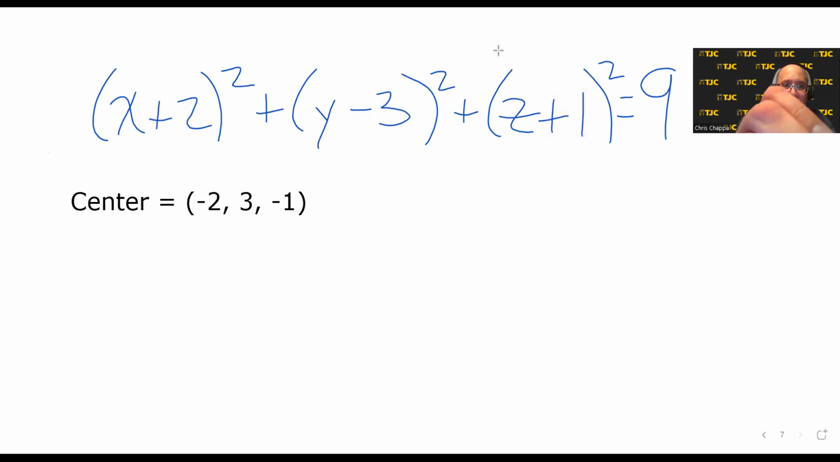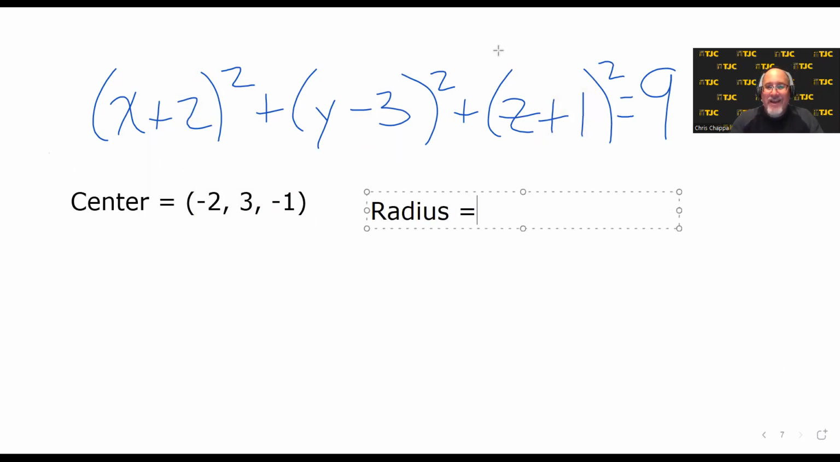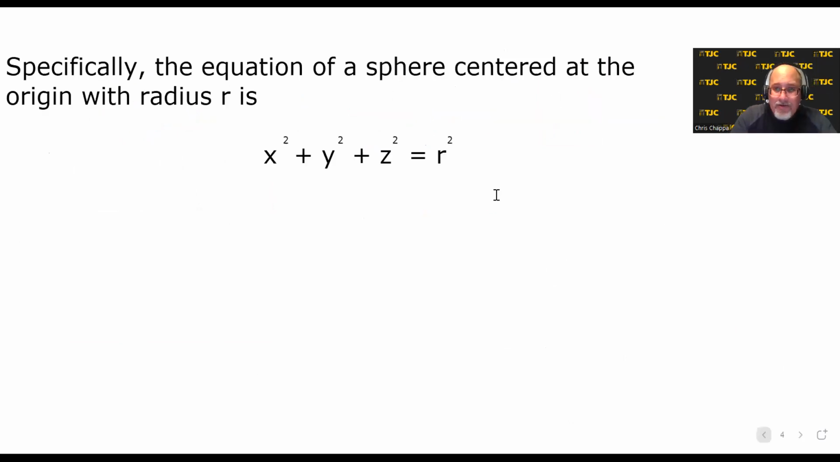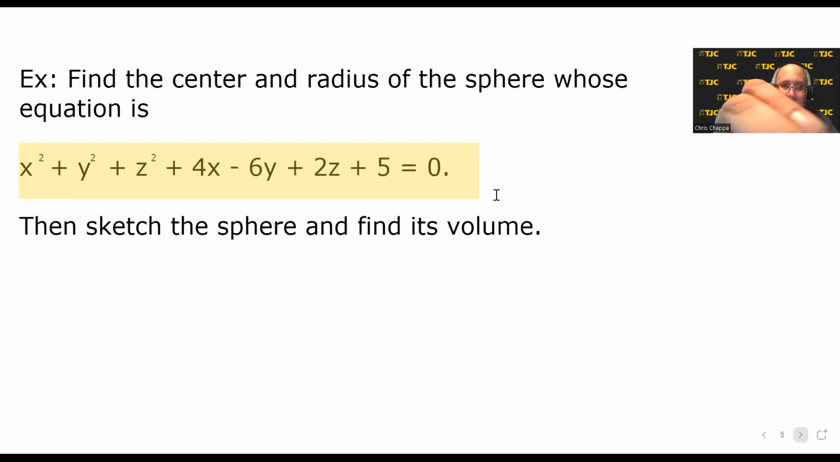Now, what's the radius? Hint, it's not 9, because the 9 represents the square of the radius, and so to get the radius, we'd have to take the square root of 9 and get 3. All right. Can we sketch this? Of course we can. I'm going to do my best to show you how I would sketch this, but let's go ahead and figure out the volume. Did I say area? No, I said volume. Right here, I said volume.